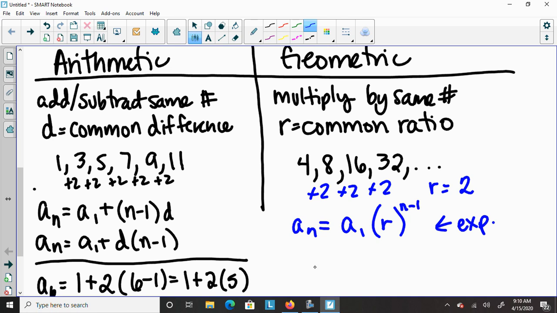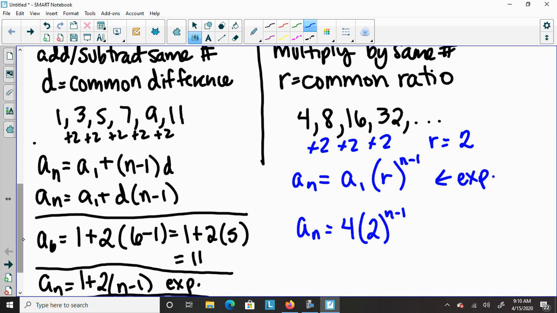So if I wanted to do this one, the first term is 4, common ratio is 2, and raised to the n minus 1. To find a specific term, say I wanted to find the 6th term for this problem, a sub 6 is 4 times 2 raised to the 6 minus 1. And I think that would be 128.